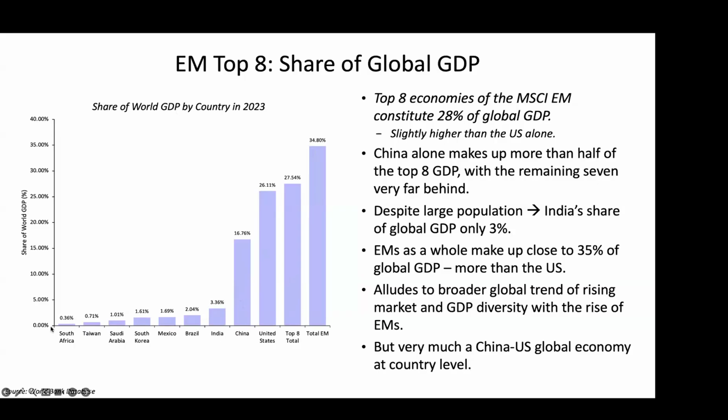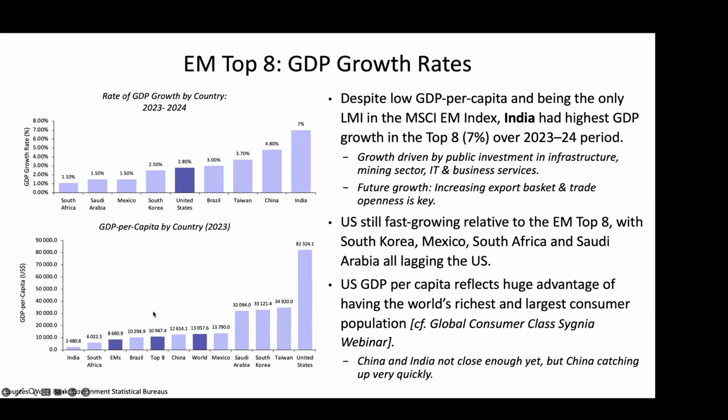And the rest trail, right? The rest truly trail. So Brazil, Mexico, South Africa, and so on. So a lot of it could be population size as well. But in many ways, what you have is a global economy, as we know, that is China and US dominant, and that shows up in this graphic as well.